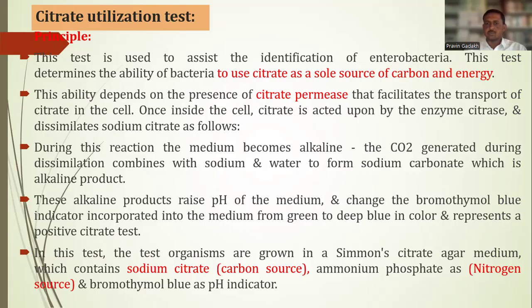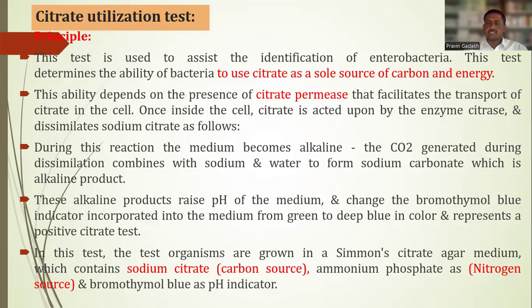and represents a positive citrate test. So in that case, bromothymol blue is the indicator in that media. We normally prepare the media at neutral pH, and as the pH of the media changes to alkaline pH, the bromothymol blue, which is already green in color, changes, and a change in color can be observed. It becomes deep blue; in other words, it becomes a blue color media if the organism has the ability to use citrate as a source of carbon.